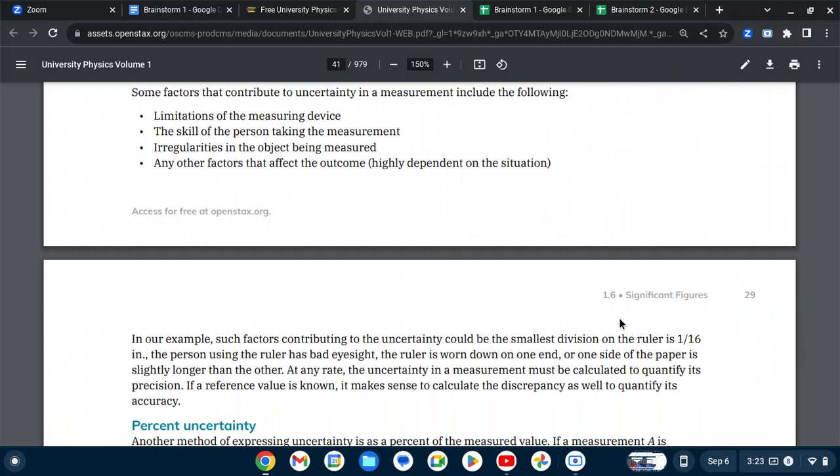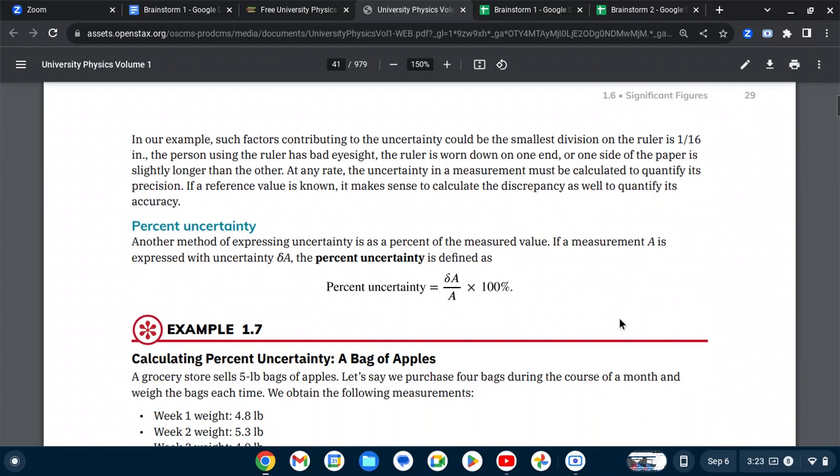In our example, such factors contributing to the uncertainty could be that the smallest division on the ruler is 1/16 inch, the person using the ruler has bad eyesight, the ruler is worn down on one end, or one side of the paper is slightly longer than the other. At any rate, the uncertainty in a measurement must be calculated to quantify its precision. If a reference value is known, it makes sense to calculate the discrepancy as well to quantify the accuracy.